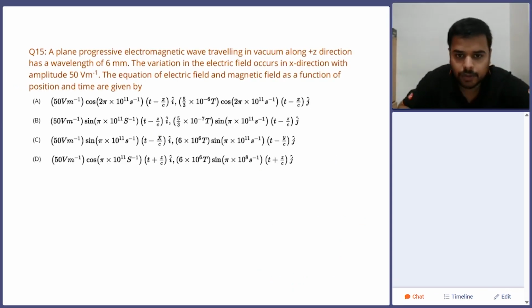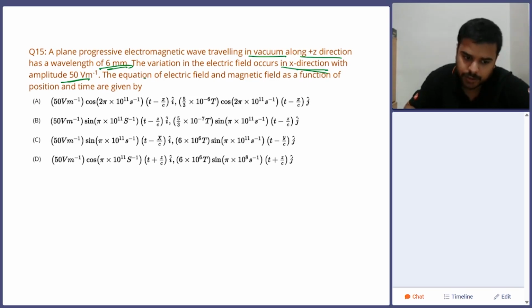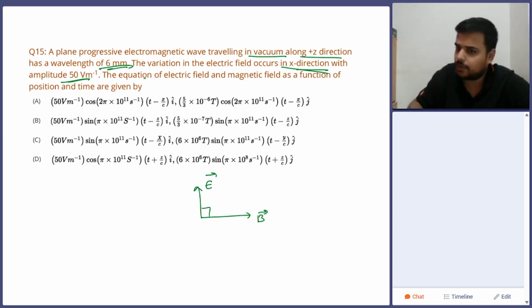A plane progressive electromagnetic wave traveling in vacuum along positive z direction has a wavelength of 6 mm. The variation in electric field occurs in x direction with amplitude 50 volts per meter. Find the equation of electric field and magnetic field as a function of position and time. See, the direction of E cross B gives the direction of propagation of wave, right? You know that in an electromagnetic wave, magnetic field and electric field oscillate perpendicular to each other, and the wave goes perpendicular to both.